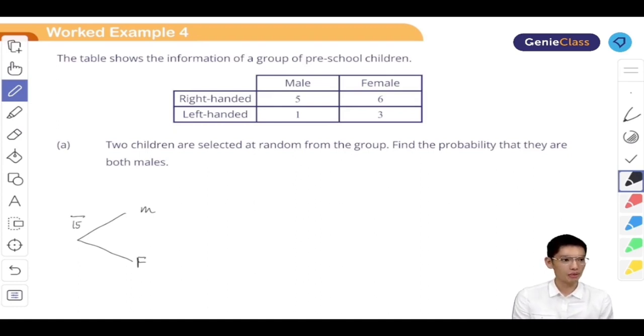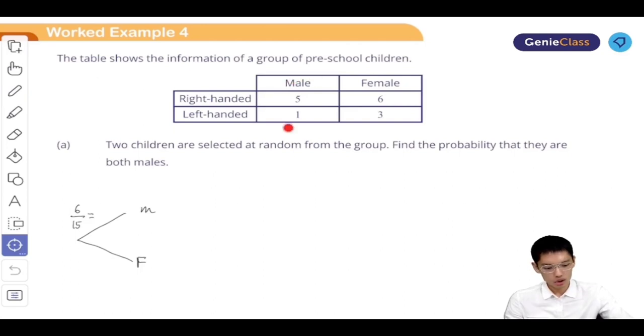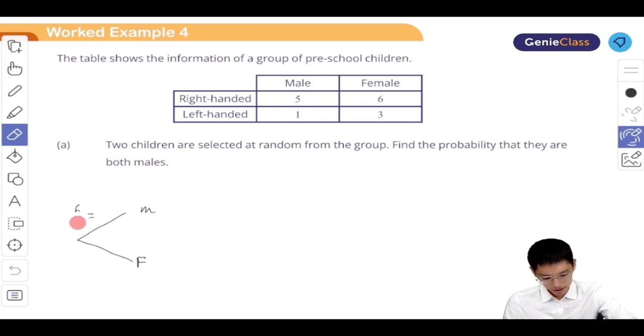So do you see from here how you get the probability? That's right, 6. So that's where you get the probability, because to get all the children, 6 plus 5 plus 3 plus 1, that's 15. How many males? 5 plus 1. So you have to read the correct columns and rows accordingly to get to what you want. In this case, 6 over 15.